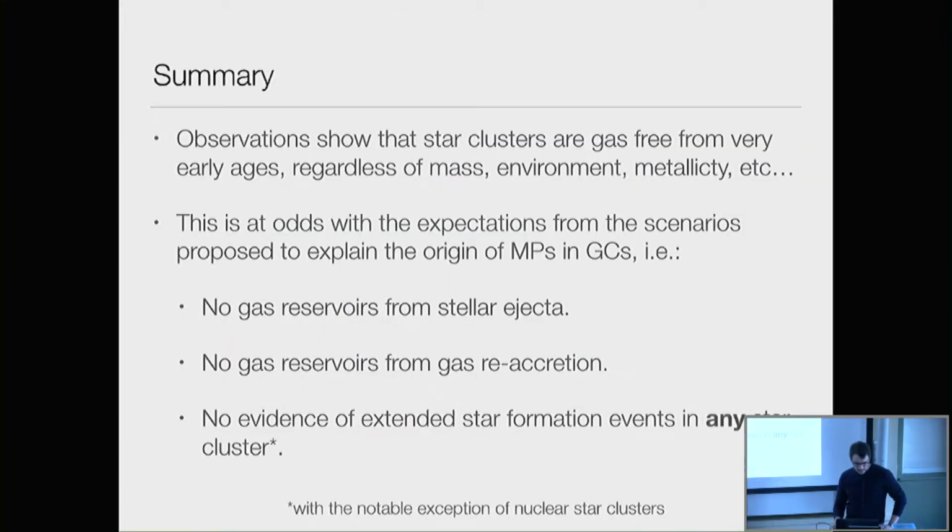So this is a summary of the talk. Young massive clusters are the same thing as globular clusters. They are gas-free from very early ages, regardless of the mass, metallicity, or environment. We see this in merging galaxies, in dwarf galaxies, metal poor, metal rich, etc. This is at odds with the predictions of most of the scenarios, where we don't see any gas reservoirs from the stellar ejecta, and we don't see any reaccretion going into the clusters. And this is also consistent with that we don't find any extended star formation events within these clusters. So I'm just going to stop here, take your questions, and see.